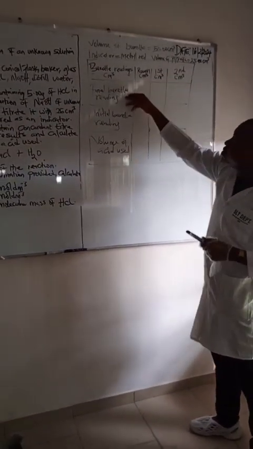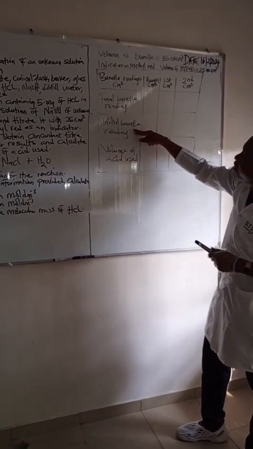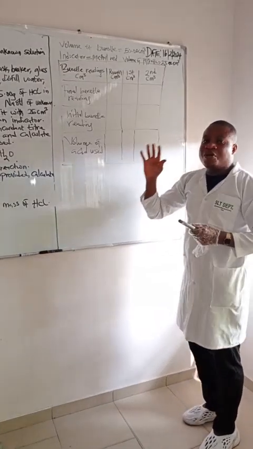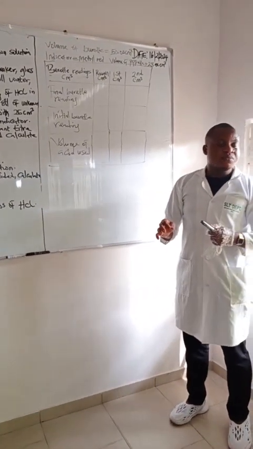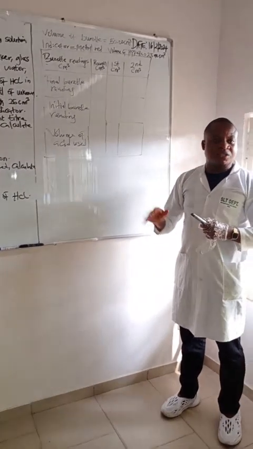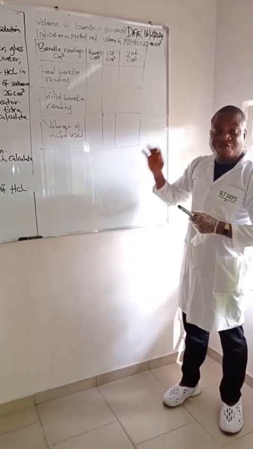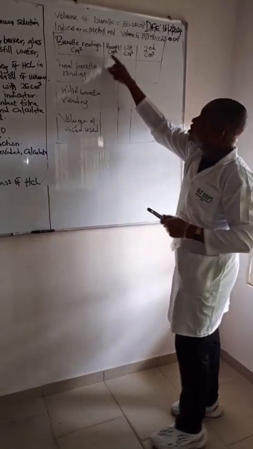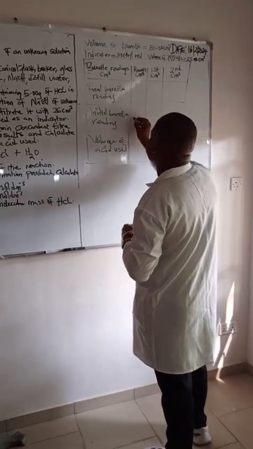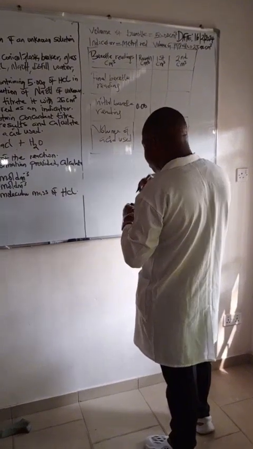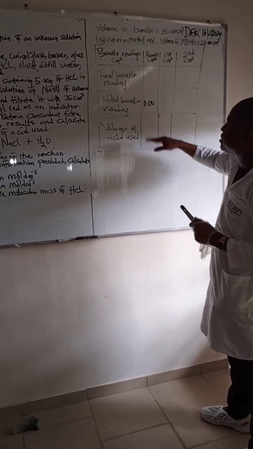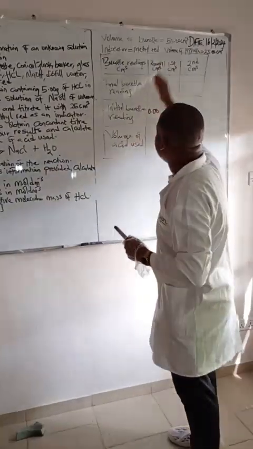Final direct reading, initial direct reading, and volume of acid used. When doing this, ensure to put everything in two decimal places. Your value should be in two decimal places. Are you following? Yes. So now, for the rough titration, our initial is going to be 0.00 in cm cube. Now we are going to check it. That's our initial. Let's see what we have under the rough.